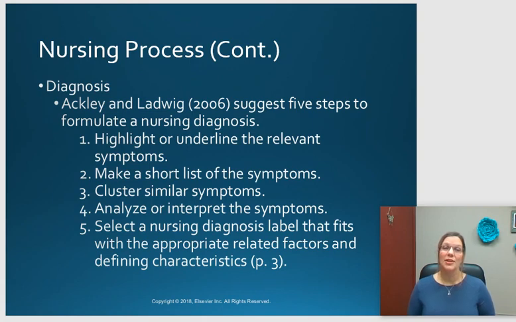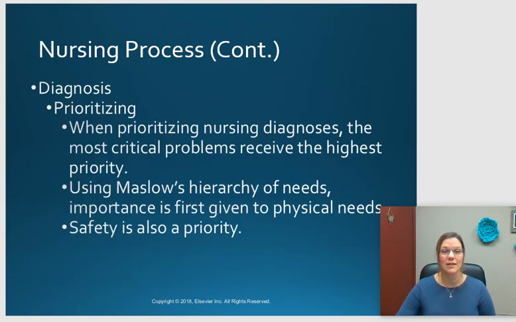Remember, complex patients might have multiple symptoms. If you take symptoms from this medical diagnosis and this medical diagnosis and you try to put them together, you might not be able to gain any traction on figuring out what your patient's problem actually is. So you've got to cluster those symptoms into similar ones. Then you're going to select a nursing diagnosis label that fits with the appropriate related factors and defining characteristics.